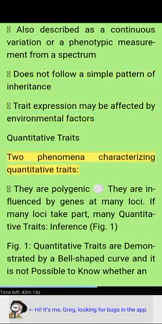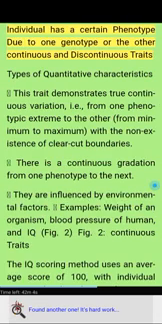Two phenomena characterizing quantitative traits: they are polygenic, influenced by genes of many loci. If many loci take part, there are many quantitative traits. Figure 1. Quantitative traits are demonstrated by a bell-shaped curve, and it is not possible to know whether an individual has a certain phenotype due to one genotype or the other. Continuous and discontinuous traits.